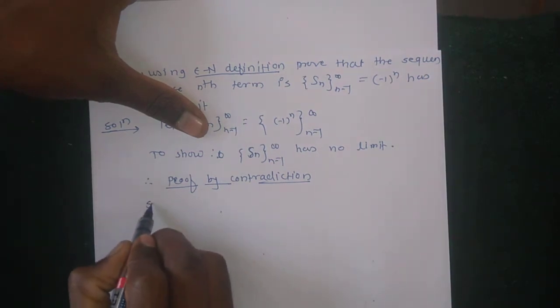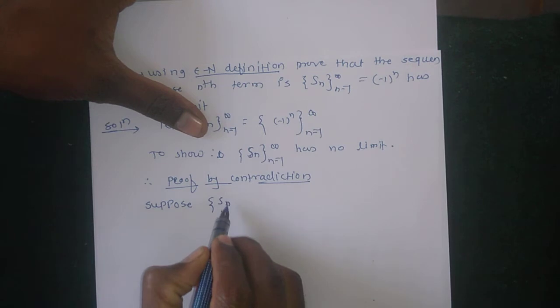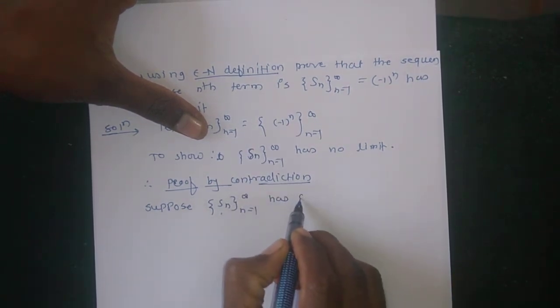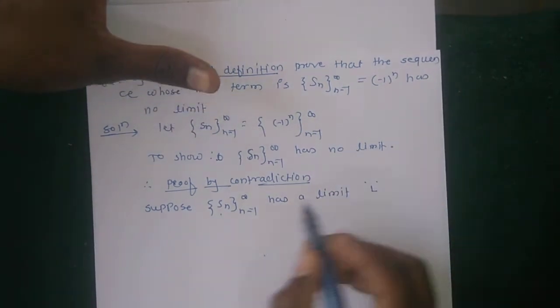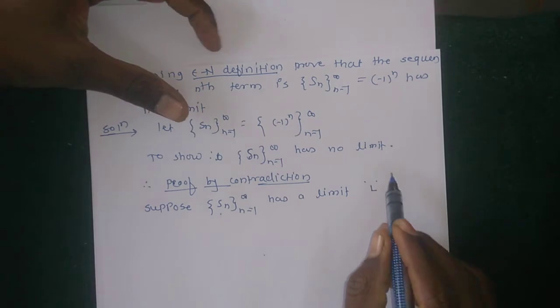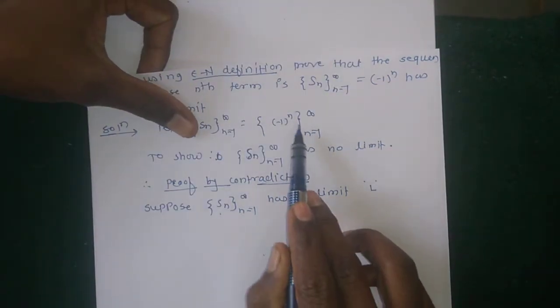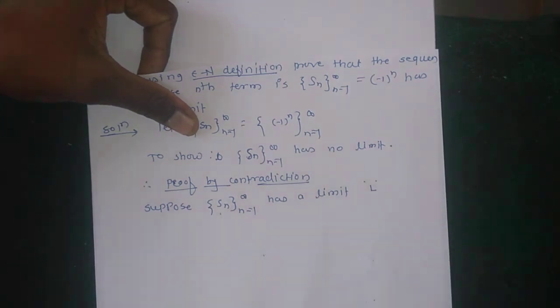Suppose the sequence Sn, n runs from 1 to infinity, has a limit L. Suppose that the given sequence, which is minus 1 raised to n, has a limit L. Say that L is any number.